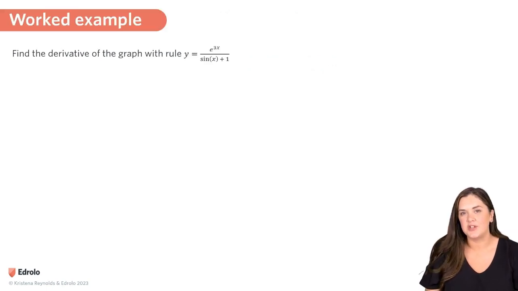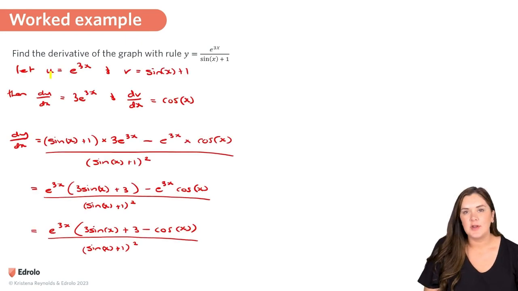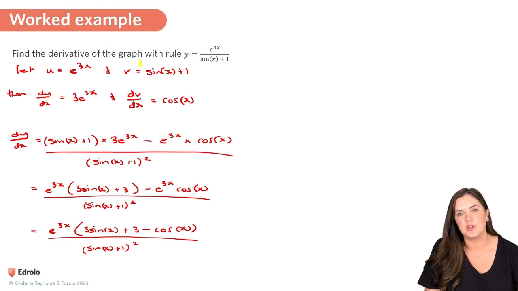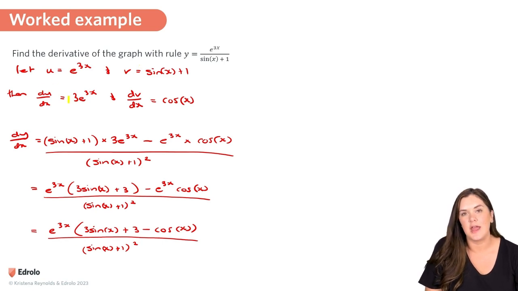So using that different notation, we'll have a go at a worked example here. We have y equals e to the power of 3x divided by sine x plus 1, and we need to find the derivative. So firstly, we're going to let u equal the numerator and v equal the denominator. So to start with, we let u equal e to the power of 3x and v equals sine x plus 1. Now we differentiate each of them separately. So differentiating u, we get 3e to the power of 3x, and differentiating v, we just get cos x.